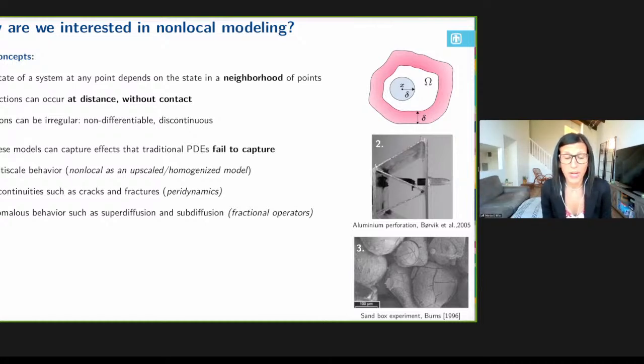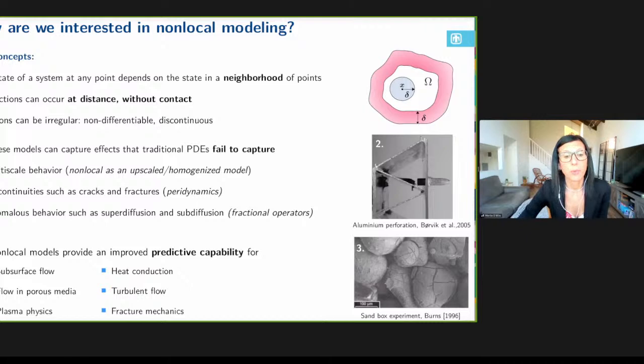Discontinuities such as cracks or fractures, and we've seen this in the previous talk, and the best example in this sense is the non-local theory of peridynamics, which was introduced by Stewart Silling at Sandia 20 years ago. But also anomalous behavior such as superdiffusion and subdiffusion, and this is specifically the case of fractional operators, and these have been used a lot, for example, and we are using them in subsurface transport. So for all these reasons, non-local models are definitely becoming a viable alternative to PDEs. And we've been using them at the lab for the applications that I'm listing here. And as I said earlier, specifically for subsurface transport, turbulent flow, and fracture mechanics.